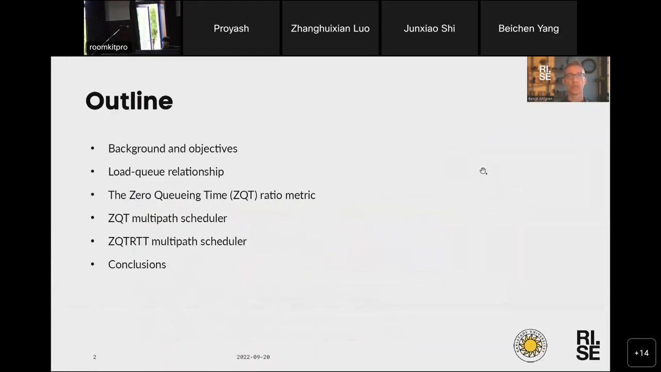And this is the outline of the talk. I'm going to talk about the background and our objectives. Then I'm going to discuss the relationship between link load and queue, because this is the foundation for the metric that we define, that we call the zero queuing time or ZQT ratio metric. So this metric is then used to design the schedulers, the ZQT multipath scheduler, and the next step, the ZQTRTT scheduler. And then I'm going to wrap up with some conclusions.